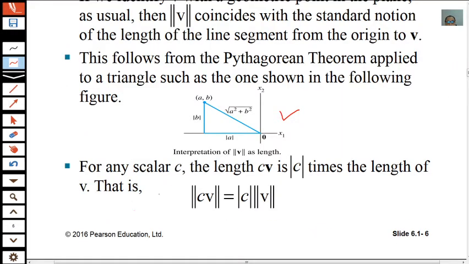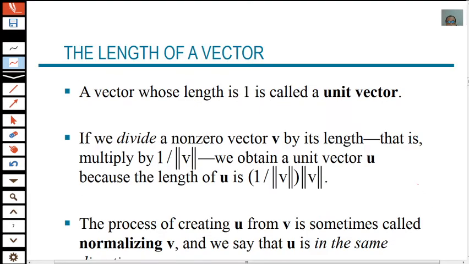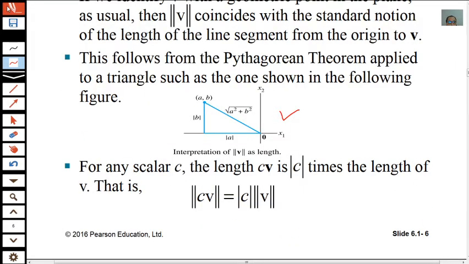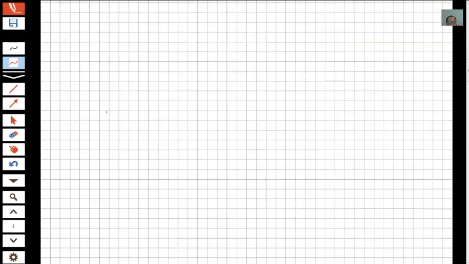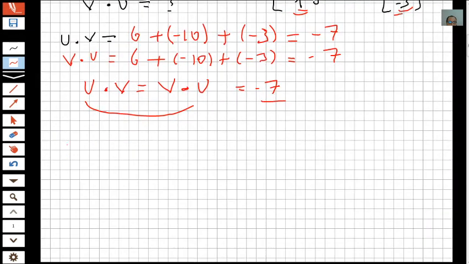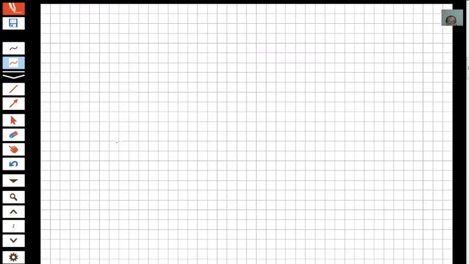For any scalar c, the length of c times v is the absolute value of c times the length of v. Okay, we can prove this one easily. Let's prove it. Namely, we want to show the equality: the norm of c times v is equal to the absolute value of the number c times the length of vector v.